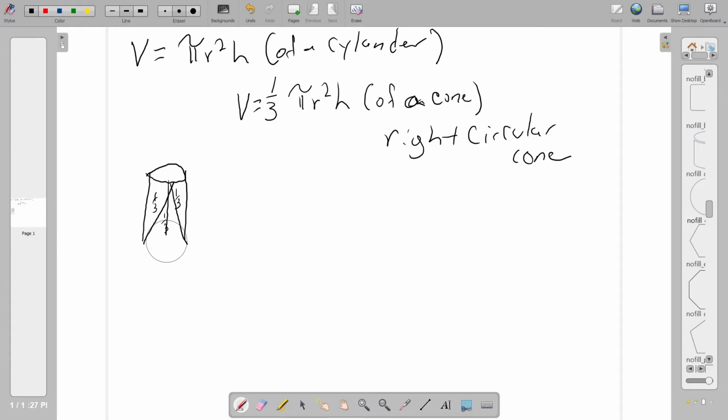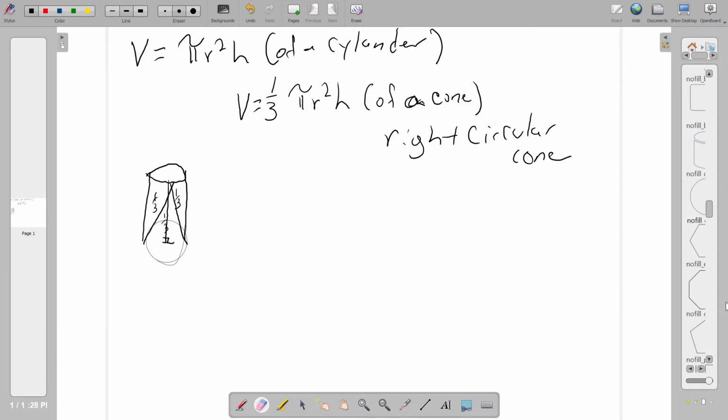So if you draw a line right here, you would get a right angle right here, 90 degrees. Right? It's right, and it's a circle. So you could make a cone that's more cylinder shaped, and less circle. But this is a right circular cone. So those seem like things that are pretty easy to remember.